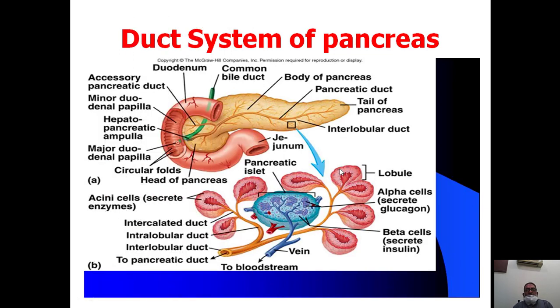Now this is the duct system of the pancreas. You already know the duct system, the intercalated ducts. The intercalated ducts are the first ducts arising from the centroacinar cell. What is a centroacinar cell? Some cells of the intercalated ducts lie within the lumen of the pancreatic acini.